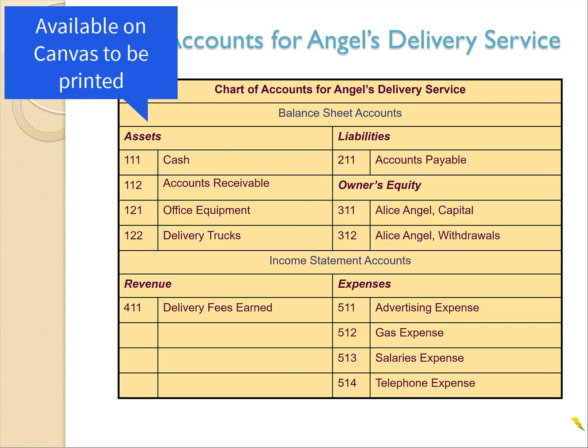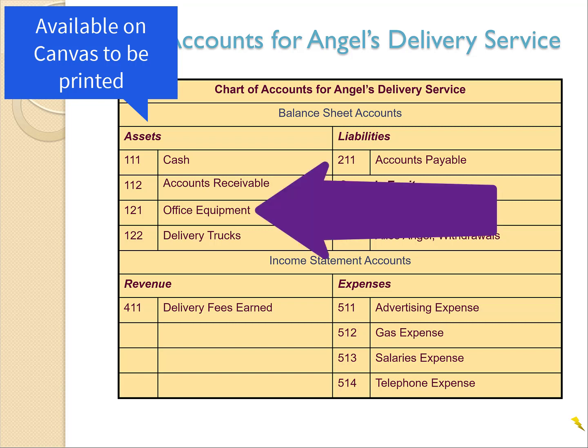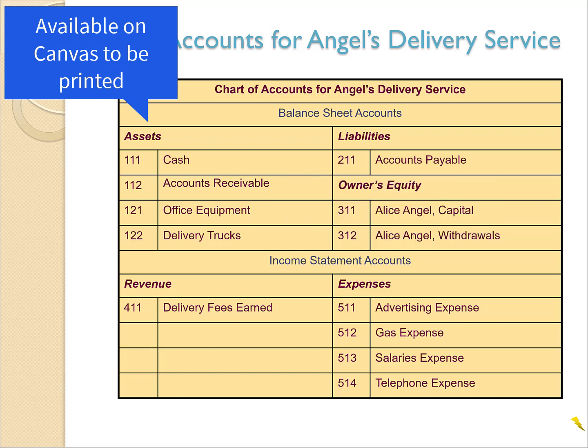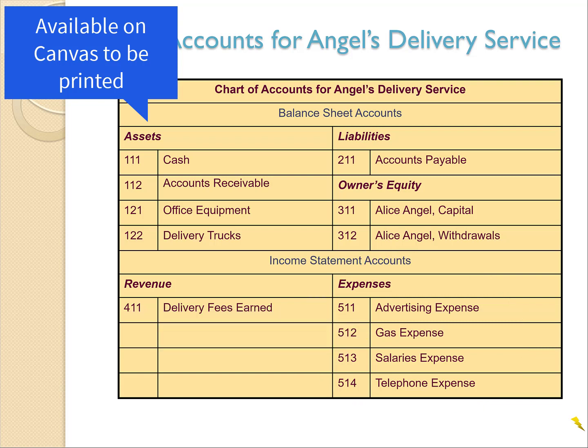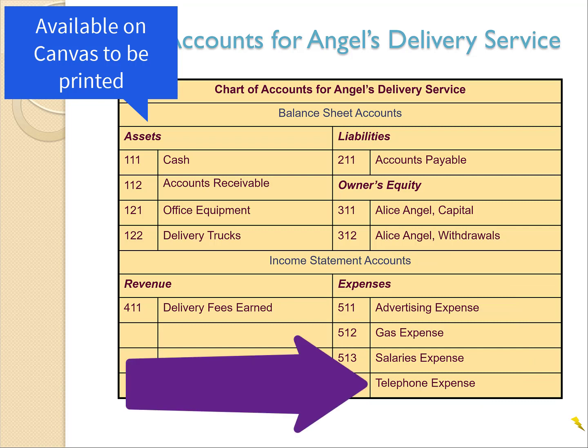If this company buys some equipment, are you going to use an account called equipment? Nope, there is no such thing. This company chooses to call it office equipment. If the company buys some fuel for their delivery trucks, what kind of expense are you going to use? Fuel expense? Nope, they call it gas expense. And if they get a telephone bill, what kind of expense is that? Utility expense? Nope, this company chooses to call it telephone expense.